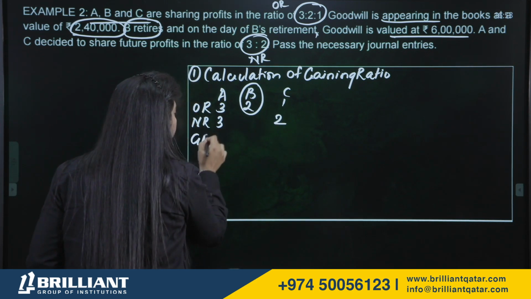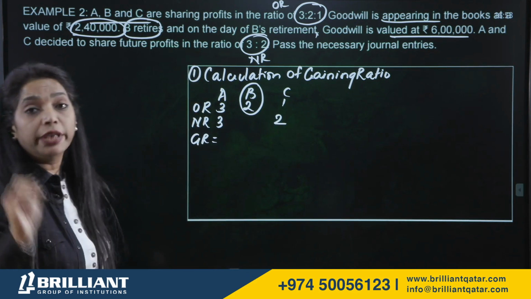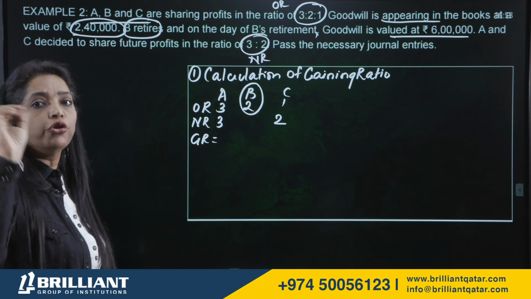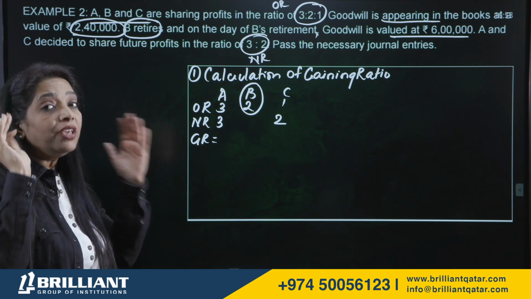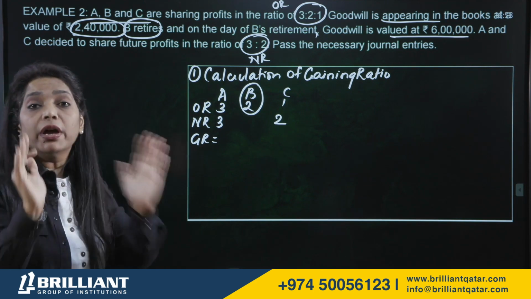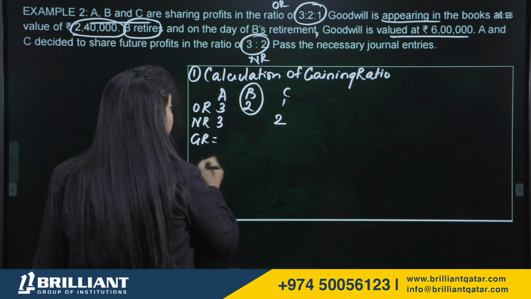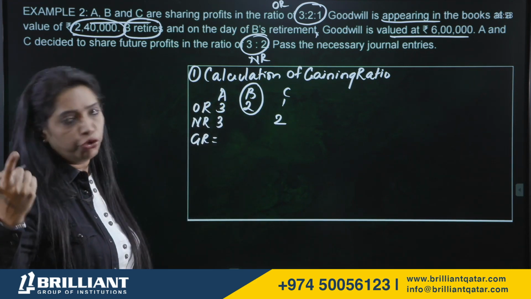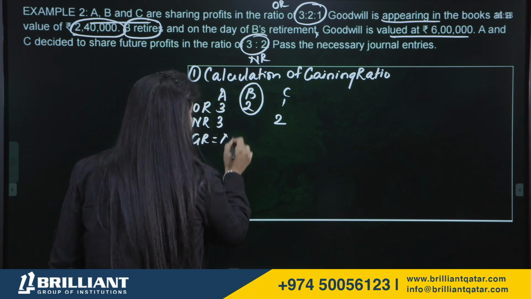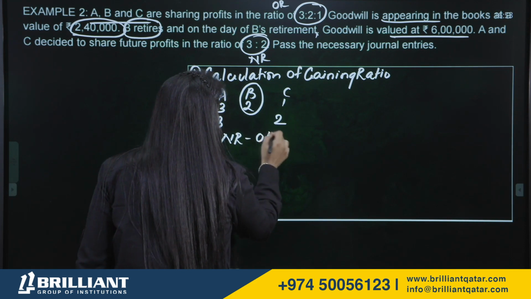The gaining ratio formula is new ratio minus the old ratio. Please put it into your head, children. A very, very important formula both for retirement and death of a partner. It can be asked for a 1 mark question too. So it's new ratio minus the old ratio.